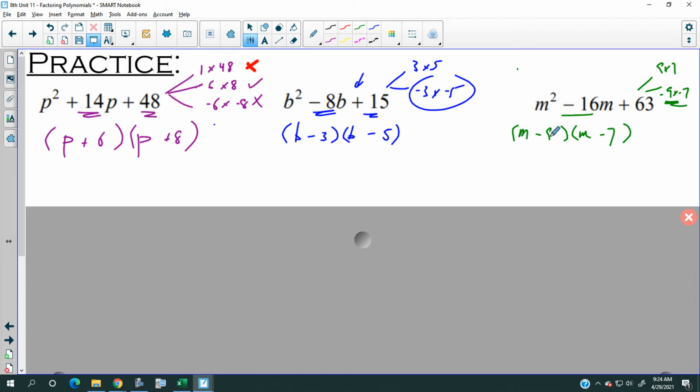So m times m is m squared. Negative 9 minus 7 is negative 16, and negative 9 times negative 7 is positive 63. Okay, so even though in my own opinion I think it took me a long time to explain it, I think if you follow through with everything so far today, you guys are going to do okay with the math. Okay, so let me stop here.